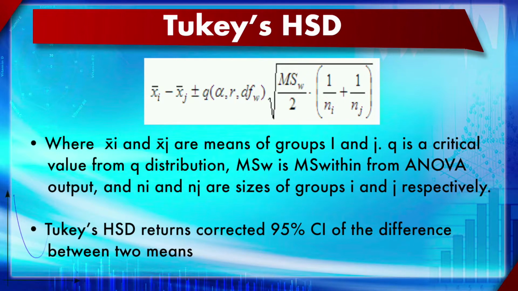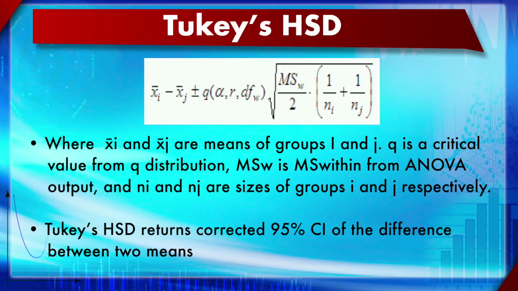As you can see, after the plus or minus, all of that is the width of the 95% confidence interval. So basically Tukey's HSD calculates the confidence interval of the difference of the sample means. And you can plot that graphically, so you can see whether the null hypothesis of no difference is part of it or not.